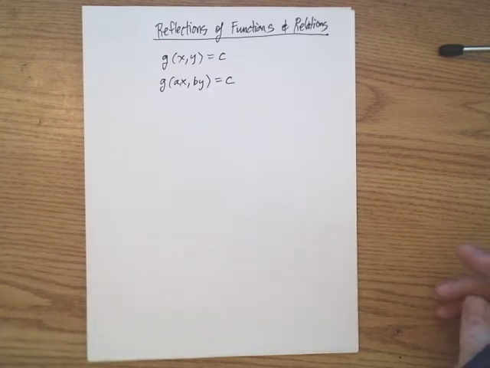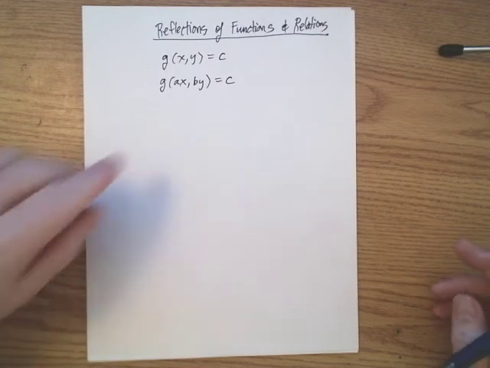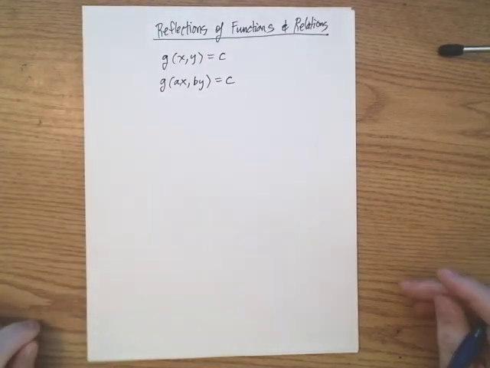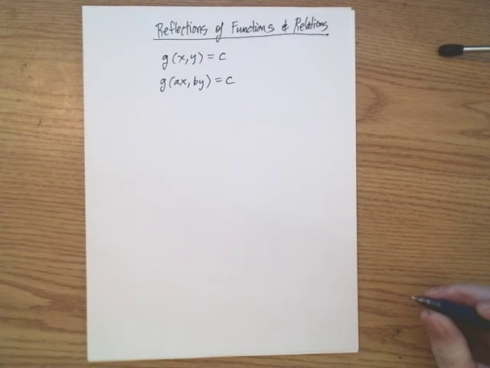All right? I haven't talked about negative values possibly for a and b, and there's a reason why here. If a or b is negative, you get something besides a stretch or compression. You get something called a reflection across the axis. So I'm going to explain that now.